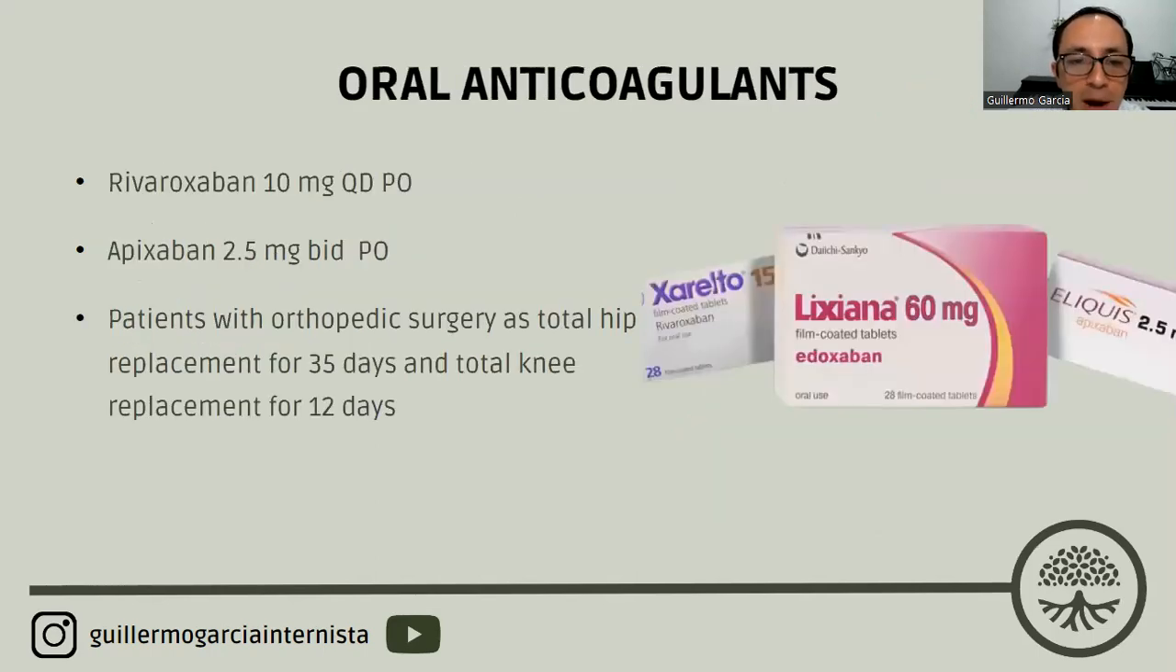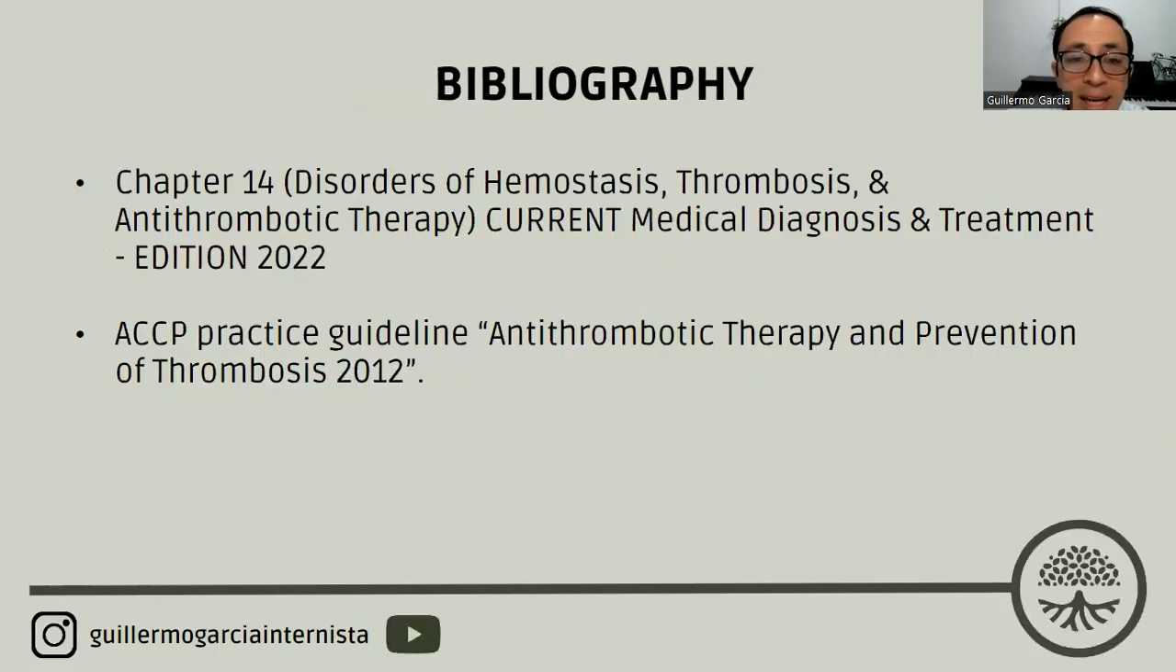Regarding oral anticoagulants, rivaroxaban in a dose of 10 milligrams orally every day and apixaban 2.5 milligrams every 12 hours is used in patients with orthopedic surgery, such as total hip replacement for 35 days and total knee replacement for 12 days. The following is the bibliography used to answer the question.